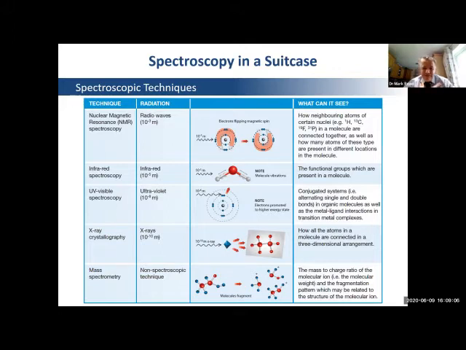Lithium, for example, gives a bright red, boron green. That's an example of visible spectroscopy. So it's very useful to link those with the part of the spectrum that we're using.